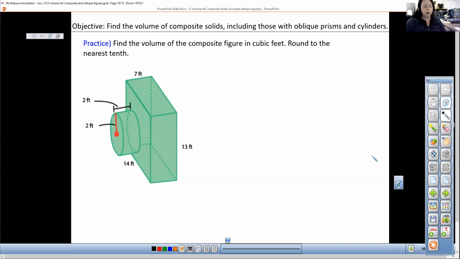All right, here's a practice problem. I would encourage you to pause the video, give it a try, and then come back when you're ready to check.